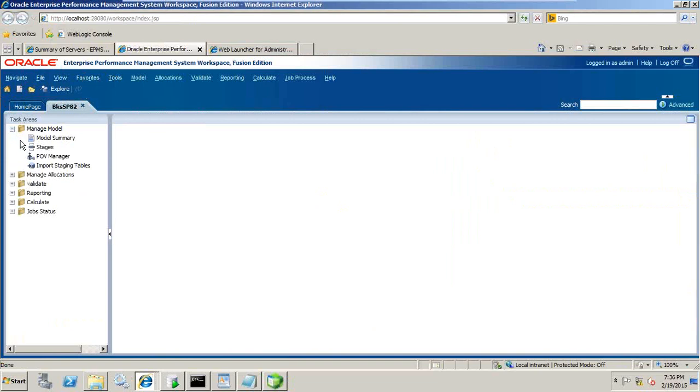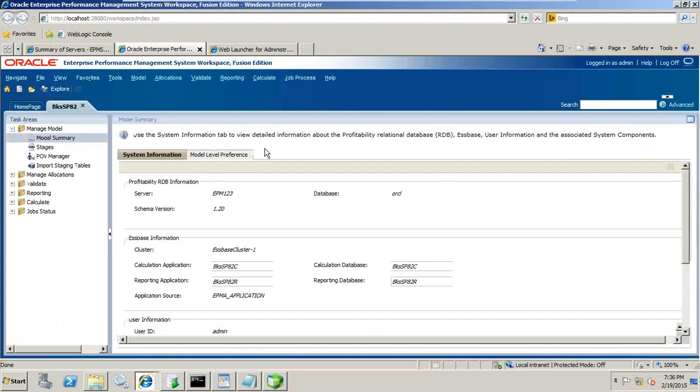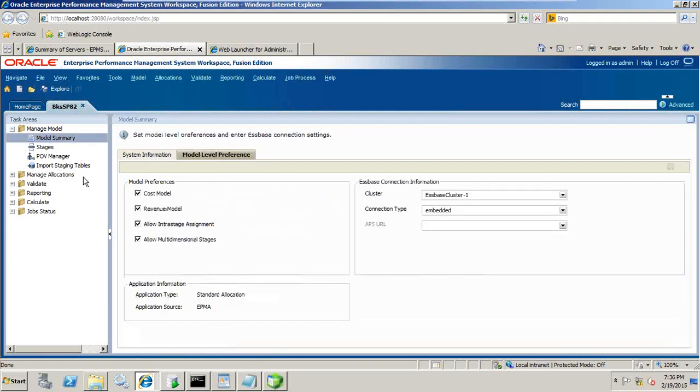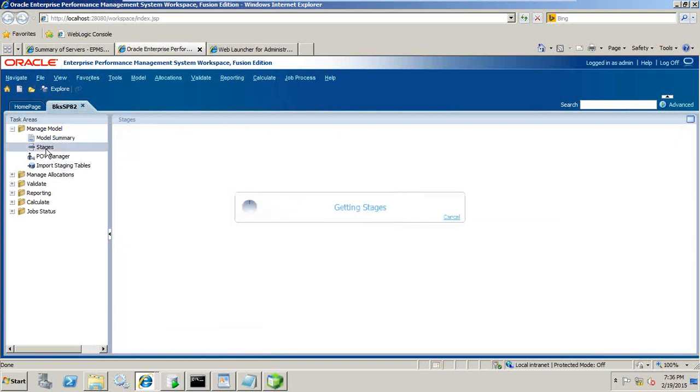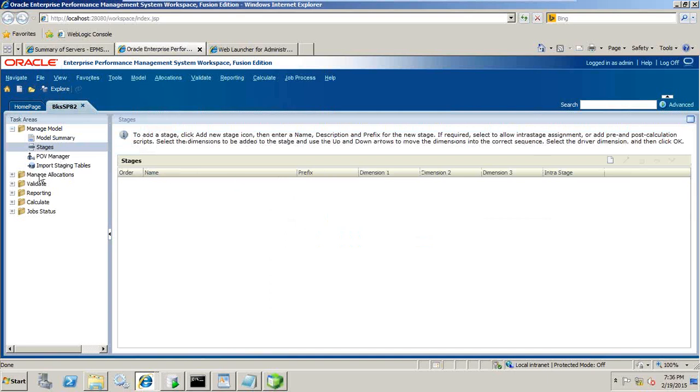You have different manage models. You can see the model summary where you see the information about configuration, your HBase server configuration, and your model preferences. You have different stages, which are not configured over here, point of view, different manage allocation, different validation, driver, validation rule, reporting, calculations. In a subsequent session we'll talk about step by step how to build the complete model, create allocation rules, define drivers, and finally proceed. The end result is preparing profitability allocation reports.